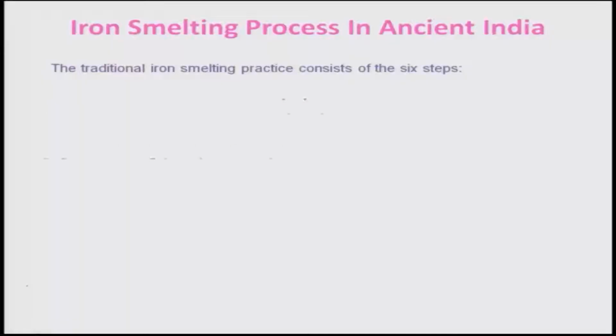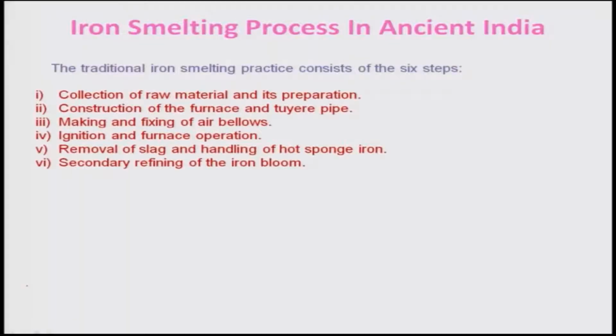The traditional iron smelting practice consists of 6 steps. First is, of course, one has to collect the raw materials and prepare them properly. Construction of the furnace and tuyere pipe is also very important, and one has to make and fix air bellows properly, and then ignition and furnace operation, removal of slag and handling of earth sponge iron. Secondary refining of iron bloom is another process one has to use.